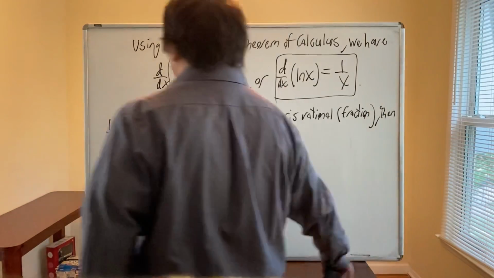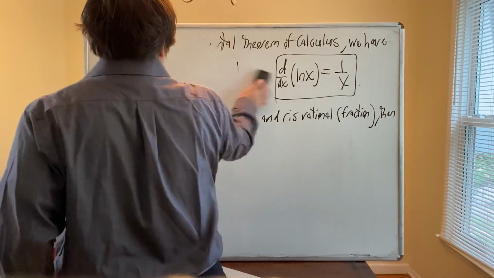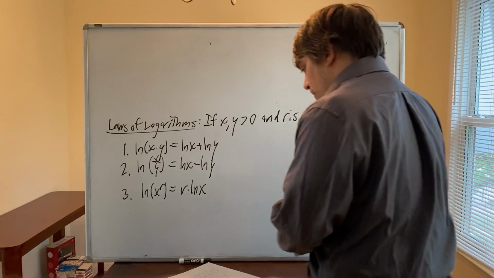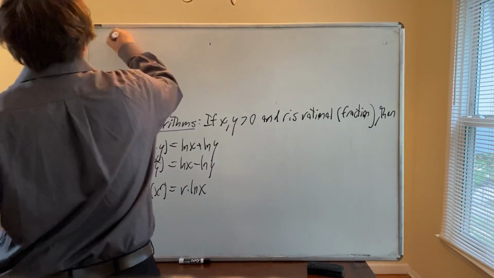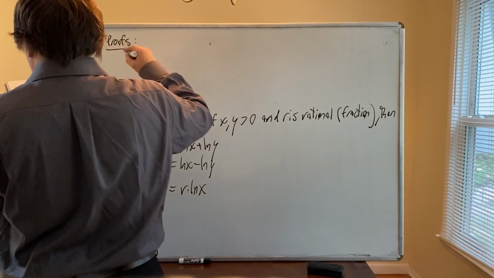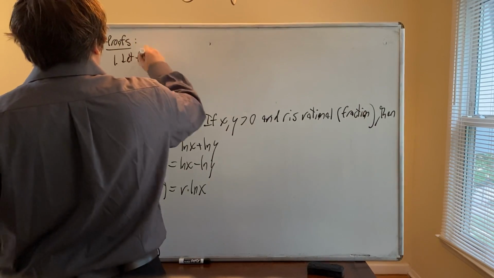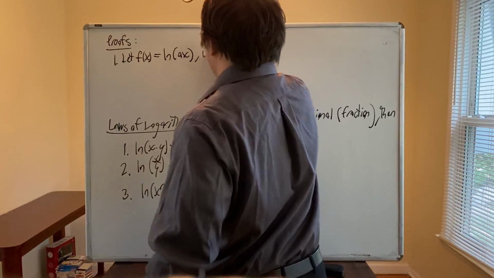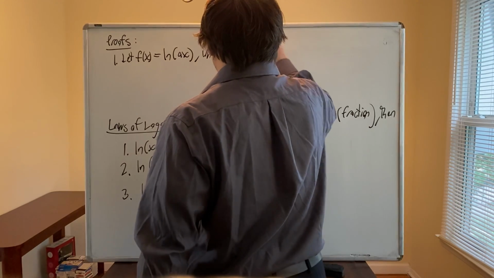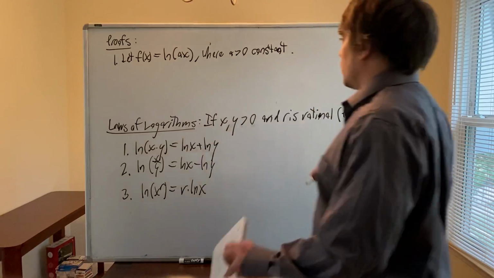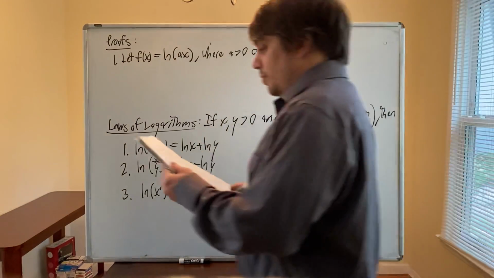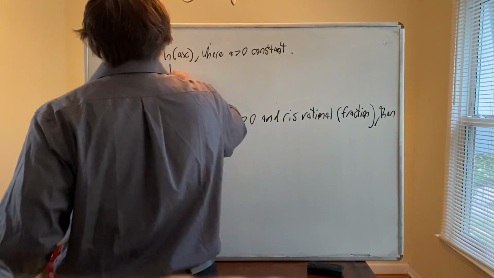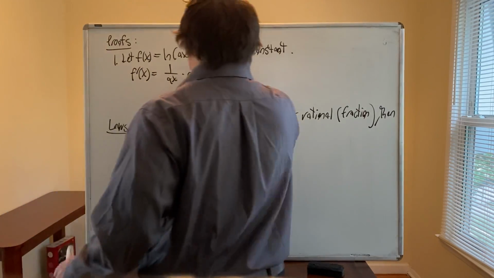Okay, so next I'm going to prove some of this. Okay, so let's first prove the first law of logarithms. Proofs. And so let's prove number 1. Let f of x equal ln of ax, where a is a positive constant. Okay. So f prime of x is equal to 1 over ax times a, which is 1 over x.